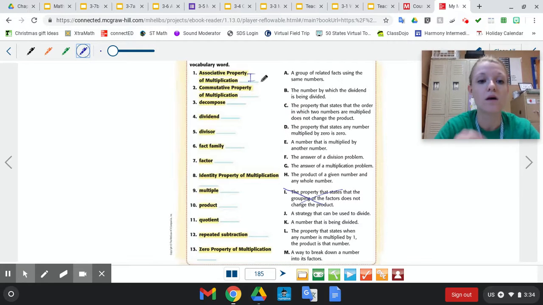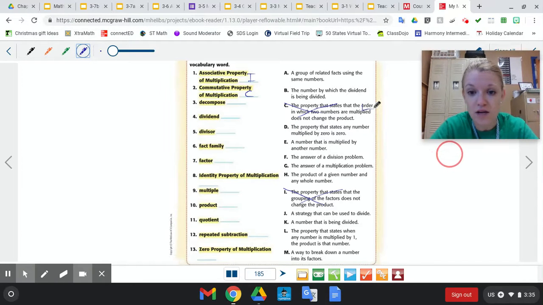Boom. Okay, number 2, commutative property. Oh, do you remember hearing the property that changed the order? It was right here, letter C. Oh, C for commutative. How cute. The property that states the order in which 2 numbers are changed. Remember, all I had to do was look for the word property and the word order. And here I look for the word property and the word grouping.